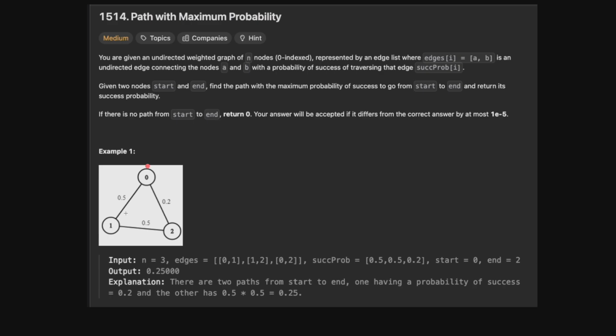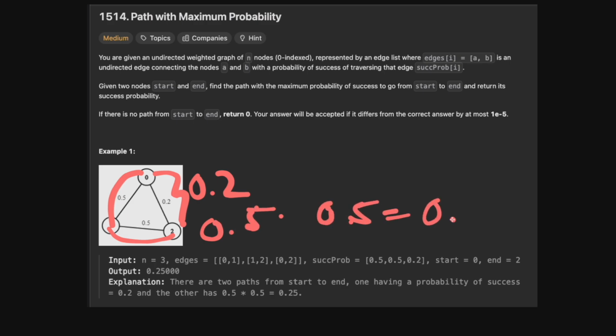We have these three nodes, 0, 1, and 2, and we're given these edges and the success probabilities. Going from 0 to 1 is 0.5, the same from 1 to 2, and from 0 to 2 is 0.2. We're asked to go from 0 to 2. You can either take the direct route, which has a probability of 0.2, or you can go first to 1 and then to 2. That's 0.5 times 0.5, which equals 0.25. So we're better off taking this route because you have a 0.05 higher chance of actually reaching it.